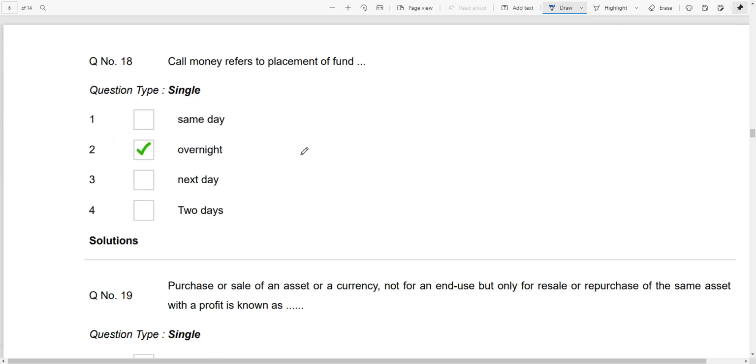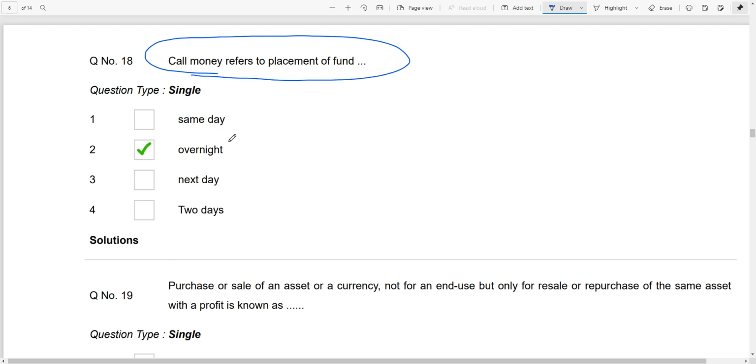Call money refers to placement of funds: same day, overnight, next day, 2 days. Call money refers to placement of funds overnight. Okay. Question number 19.